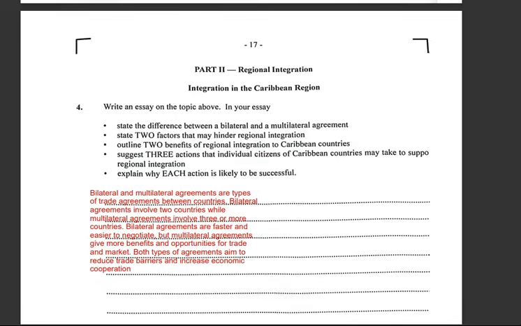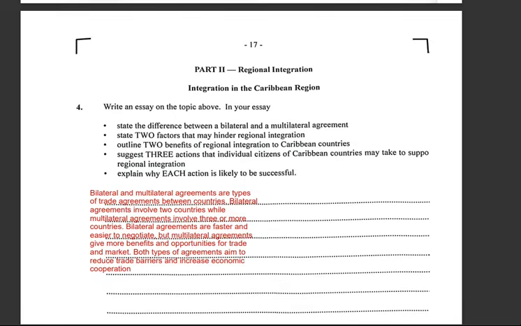And another action would be to evaluate and learn from the outcomes. So what would be the outcomes of regional integration? Evaluate, and also learn from the outcomes, as I mentioned. So those would be three actions individuals of the Caribbean countries may take to support regional integration.